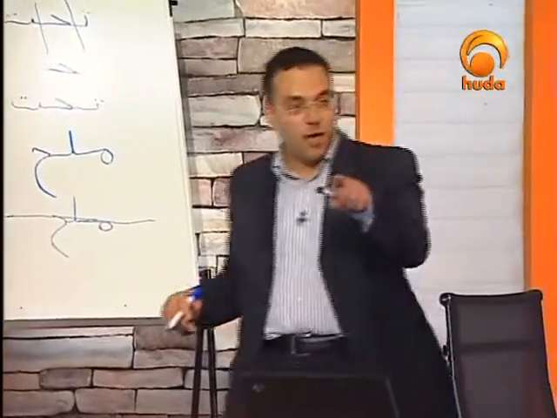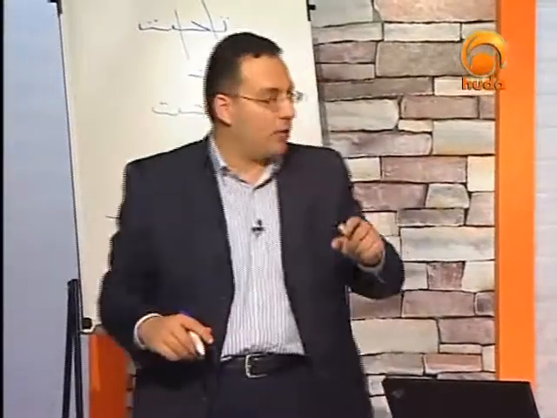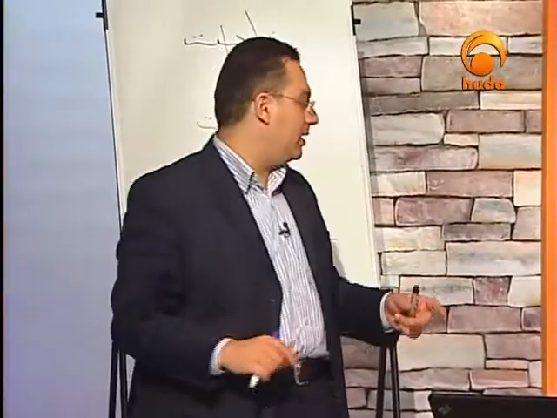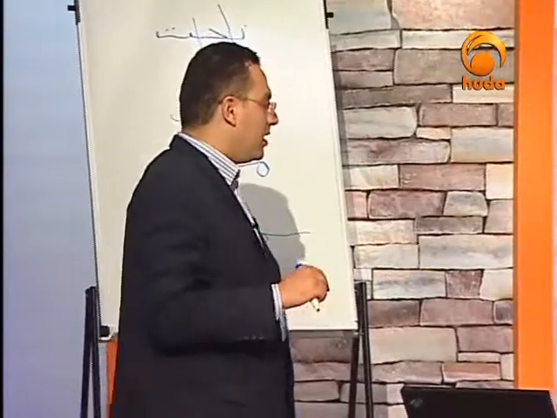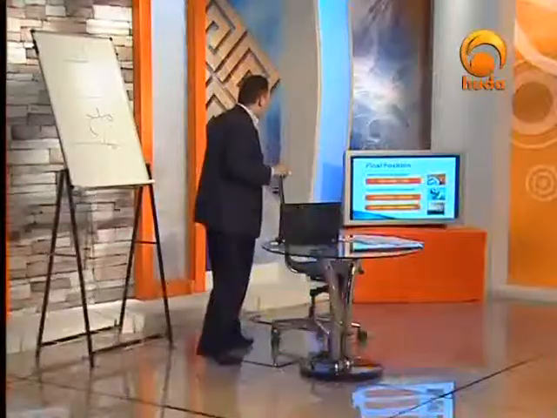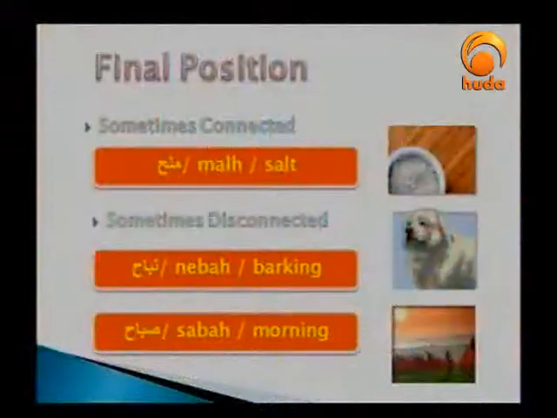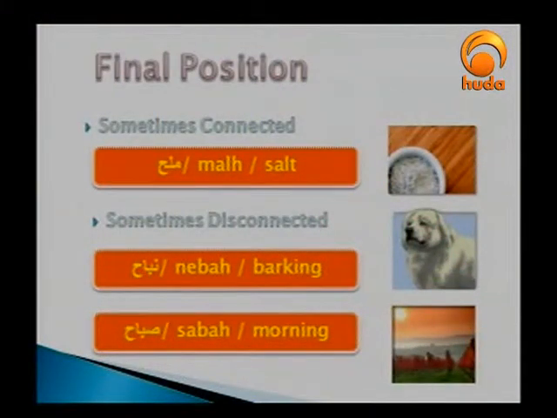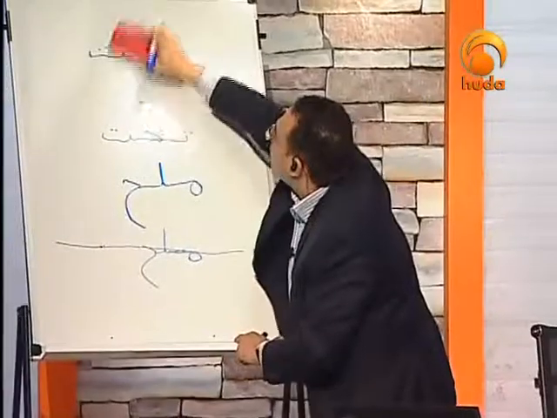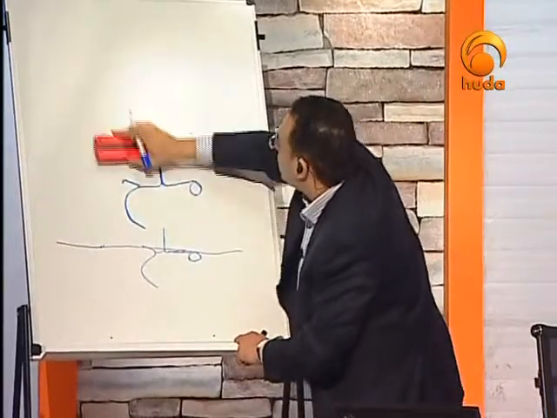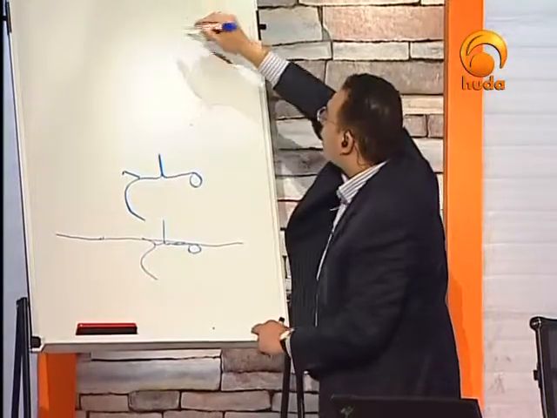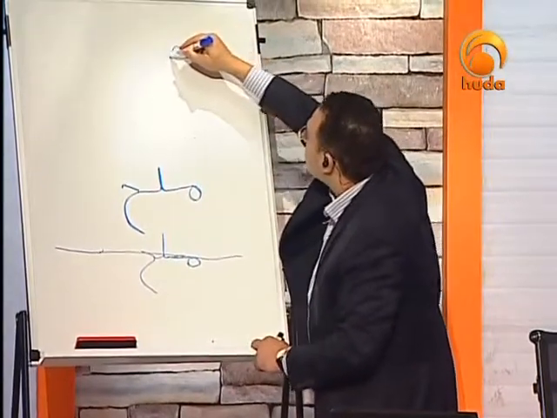Okay, but this is probably how it comes in the final position, sometimes connected, and sometimes it comes disconnected, like what we might have here, which is called nibah, which means barking in English, or sabah, which means morning. Let me just repeat that again. Here it is. I can write that here again. And please follow me in writing this word. If you can write the whole word, I would appreciate that. Here it is, sabah.